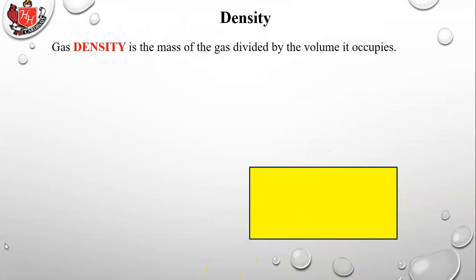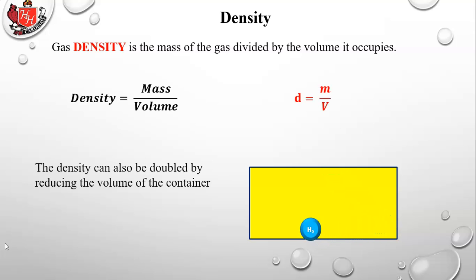So gas density is the mass of the gas divided by the volume it occupies. So there's the same formula. The density could also be doubled by reducing the volume. In this case, we just kept one hydrogen molecule, but we cut the volume in half. That also doubles the density because you have decreased the volume. You kept the mass the same, but you've decreased the volume, so that means the density has gone up.